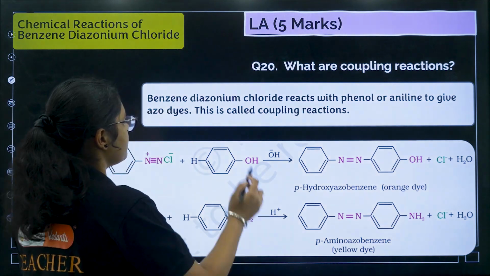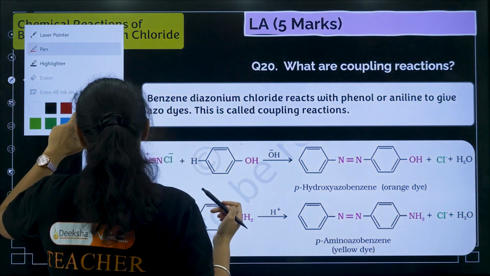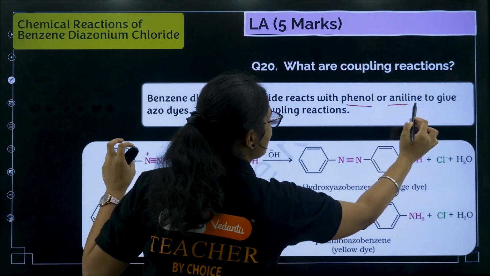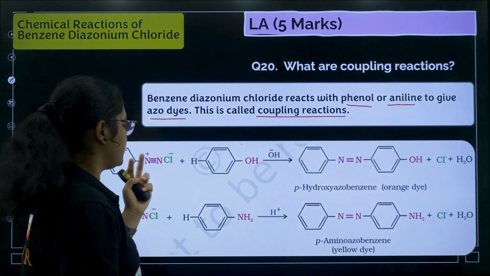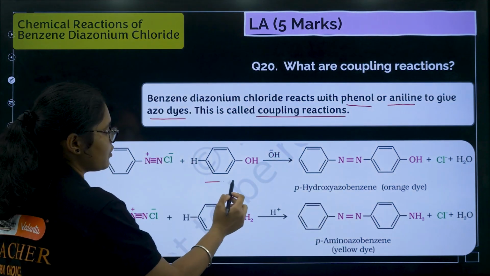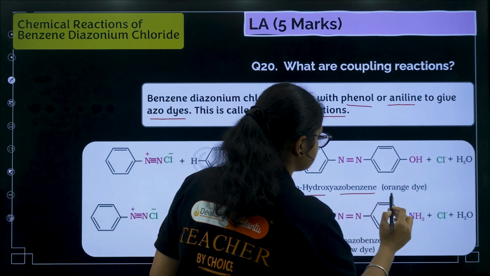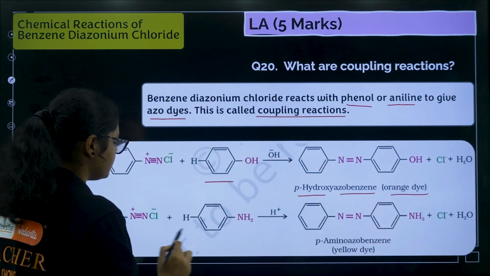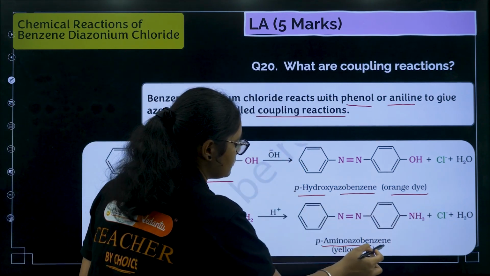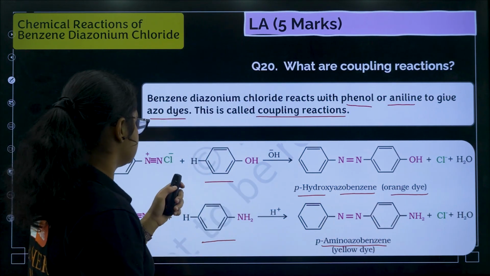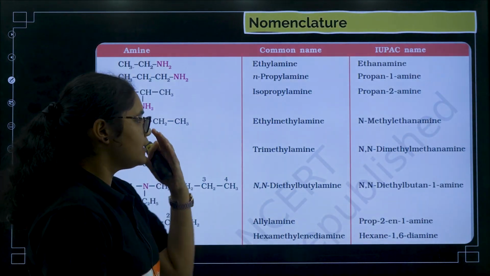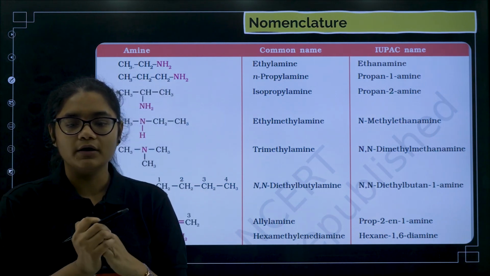So you can write down benzene diazonium chloride reacts with phenol or aniline to give azo dyes. This is called coupling reaction. Now for example, with phenol it gives you para hydroxy azobenzene, orange color, and with aniline it gives you para amino azobenzene, yellow color. Clear? Okay, so now let us do a little revision about the nomenclature.